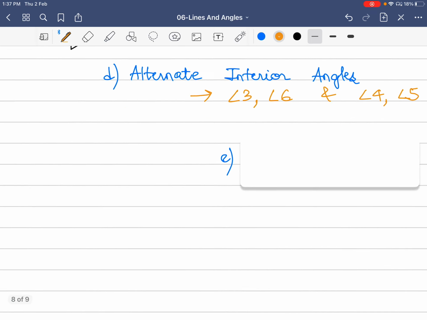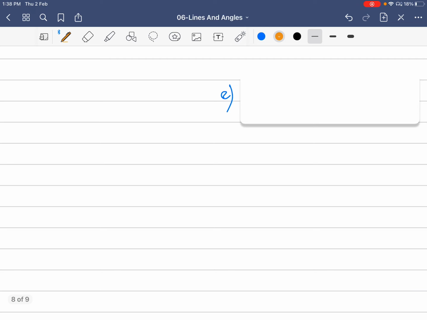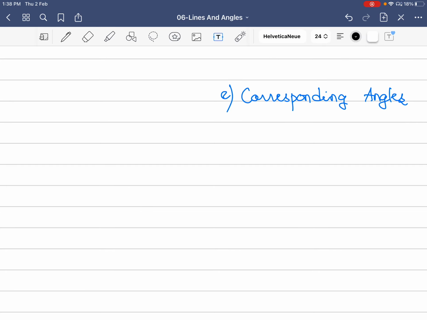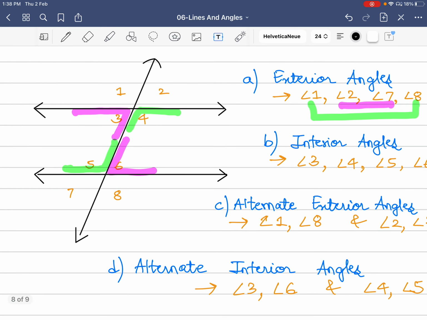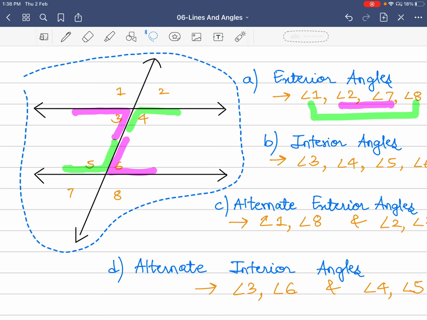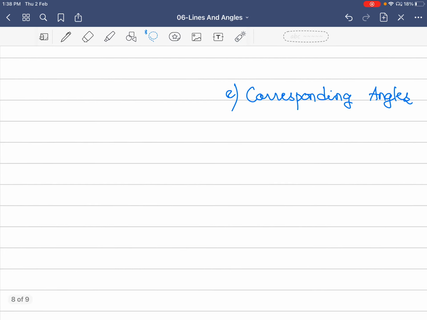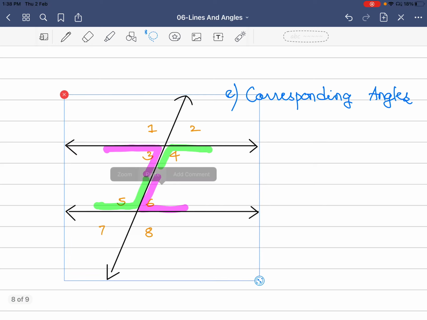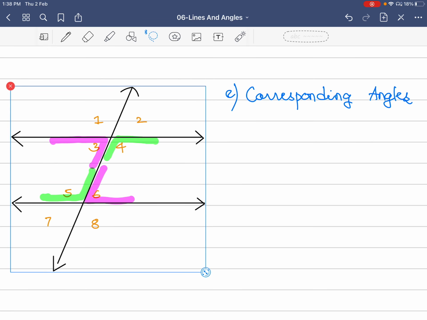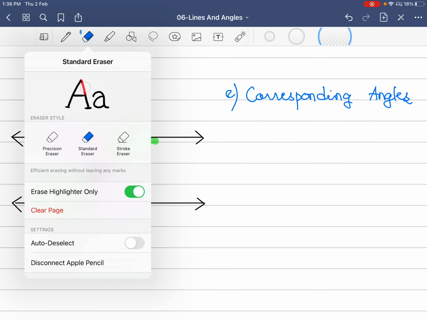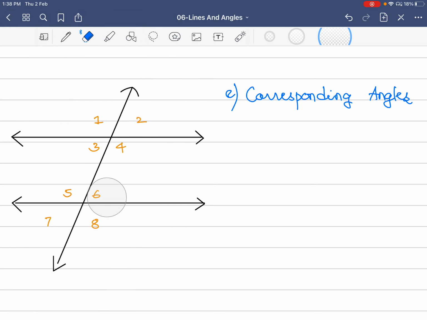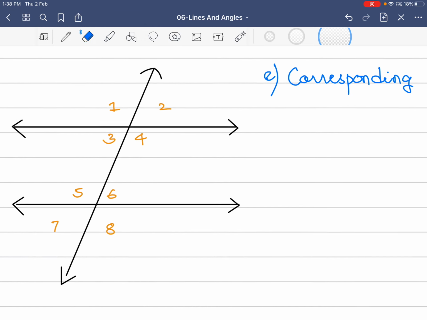Okay, so now let's move ahead, and the last type of angles that are formed by a transversal with the parallel lines is called corresponding angles. In order to understand corresponding angles, we are going to take the same figure. I'm just going to make a copy of it, bring it down, and paste. So this is what I'm going to need, and let's remove the highlighted thing. Now let's try to zoom in.